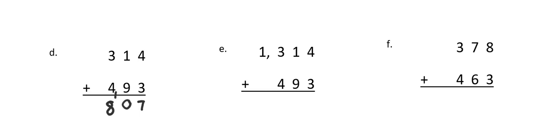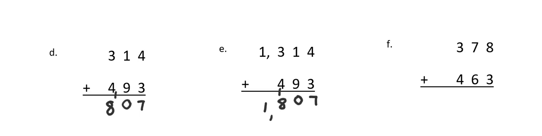In the next problem, I'll start in the ones column again. I have 4 plus 3, which is 7, 1 plus 9, which is 10, and I'll show that 100 over there. In the hundreds place, I have 3 plus 4, which is 7, plus 1, which is 8, and 1 in my thousands place. That gives us a final sum of 1,807.